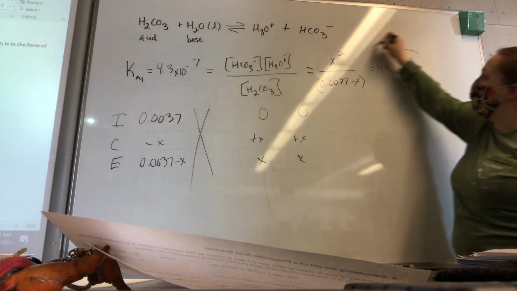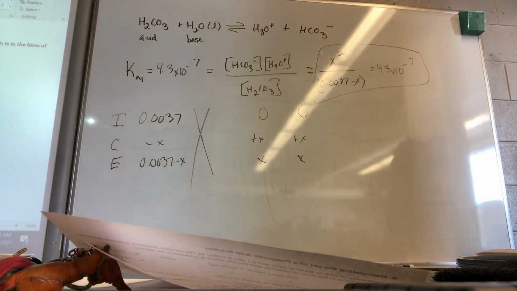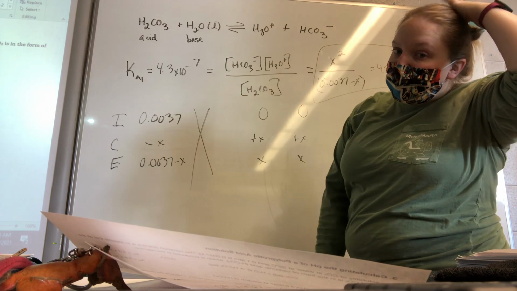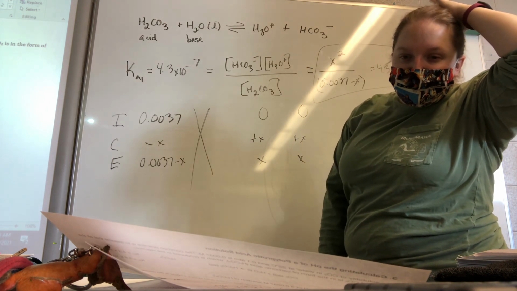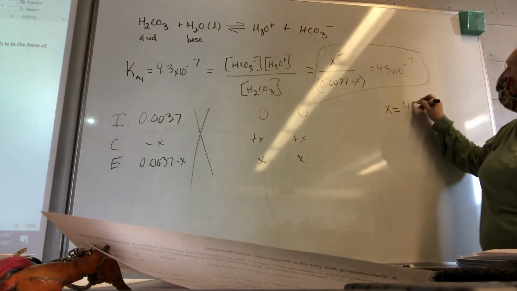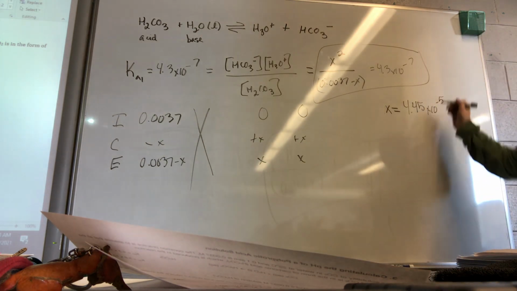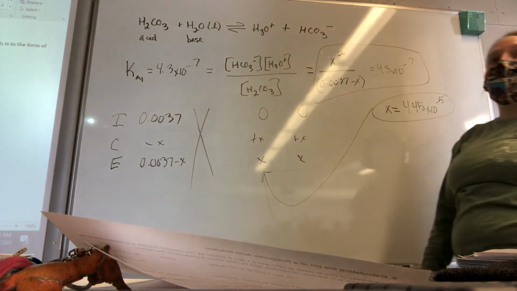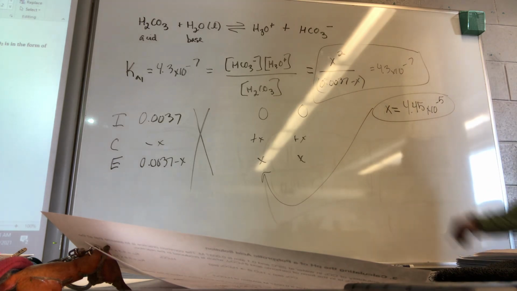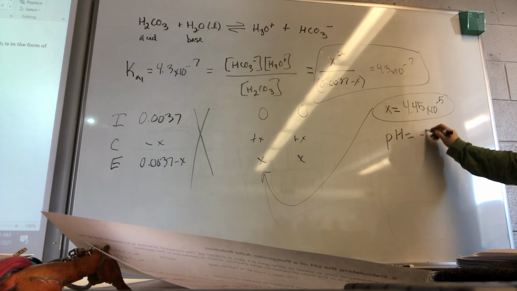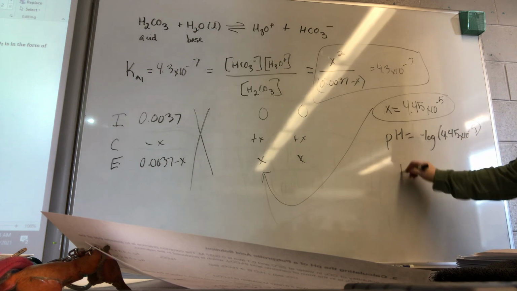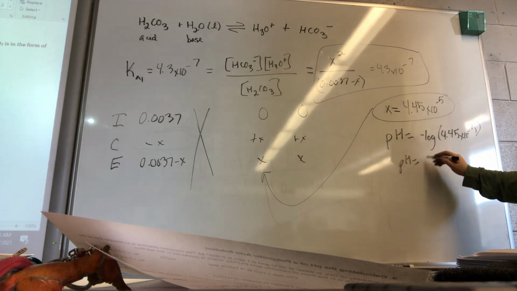Set it equal to the Ka we were given. Solve. Do you need to see me give you the quadratic, or can I just give you the x values? X equals, I got 4.45 times 10 to the negative fifth, which gives us the concentration of H3O plus at equilibrium. So now we can calculate pH. My pH came out to be 4.35.